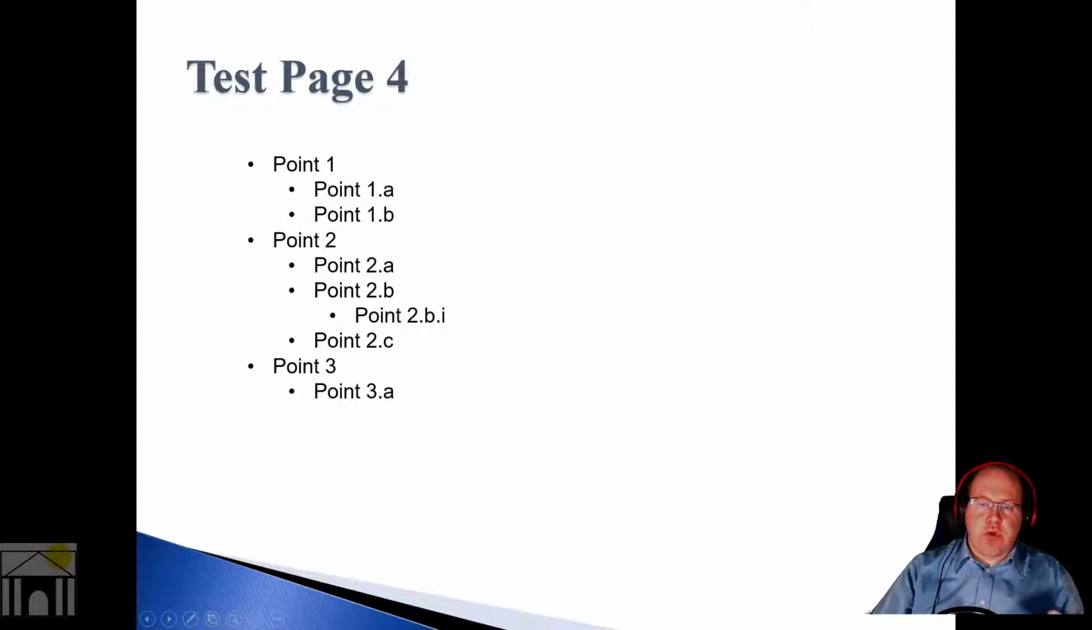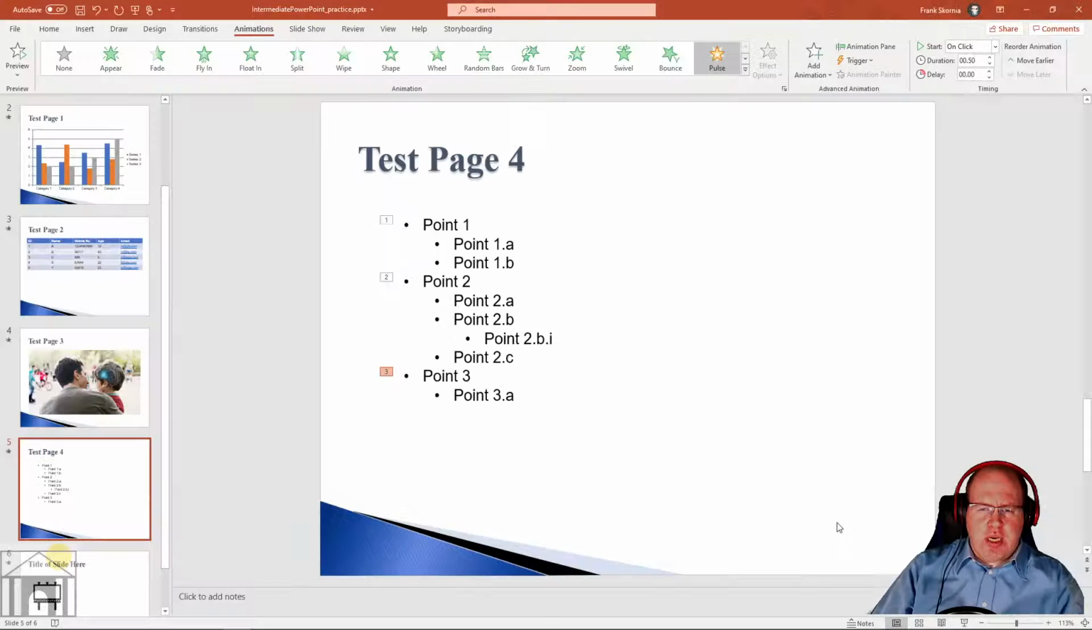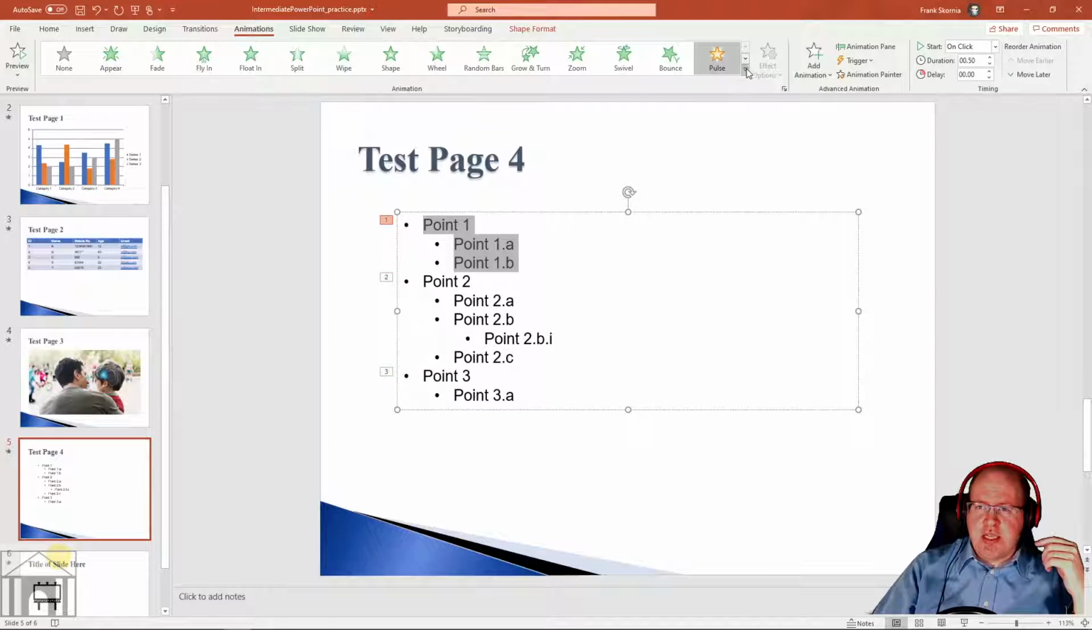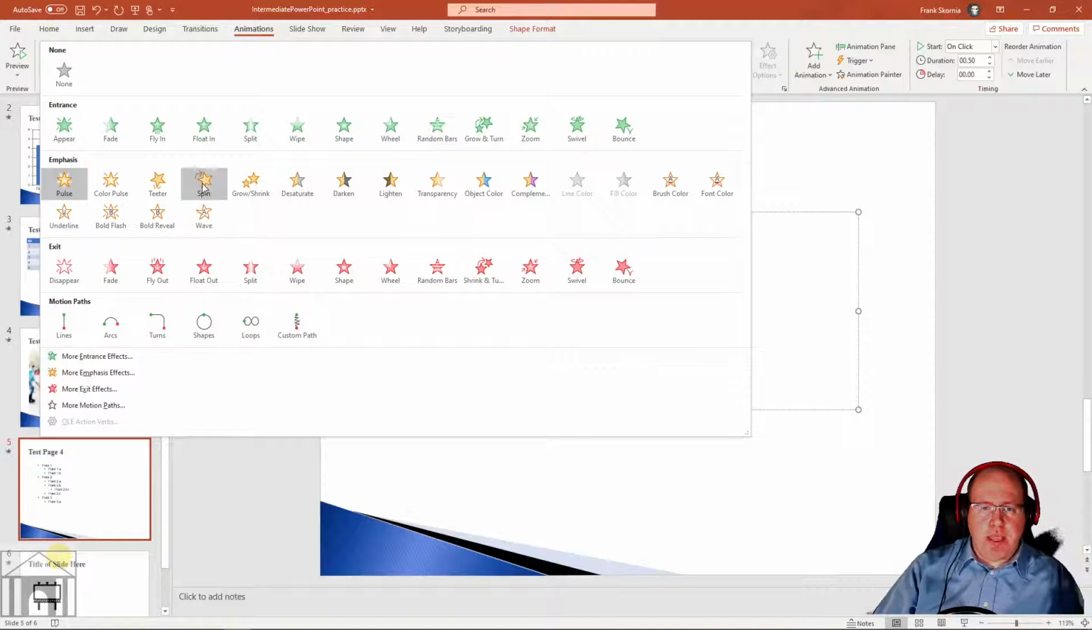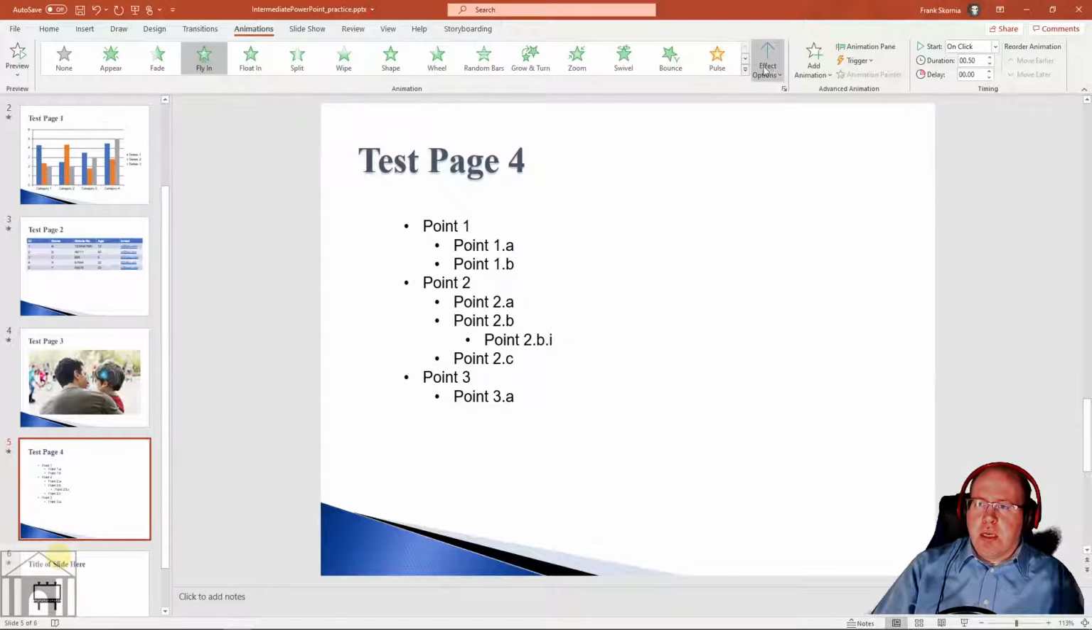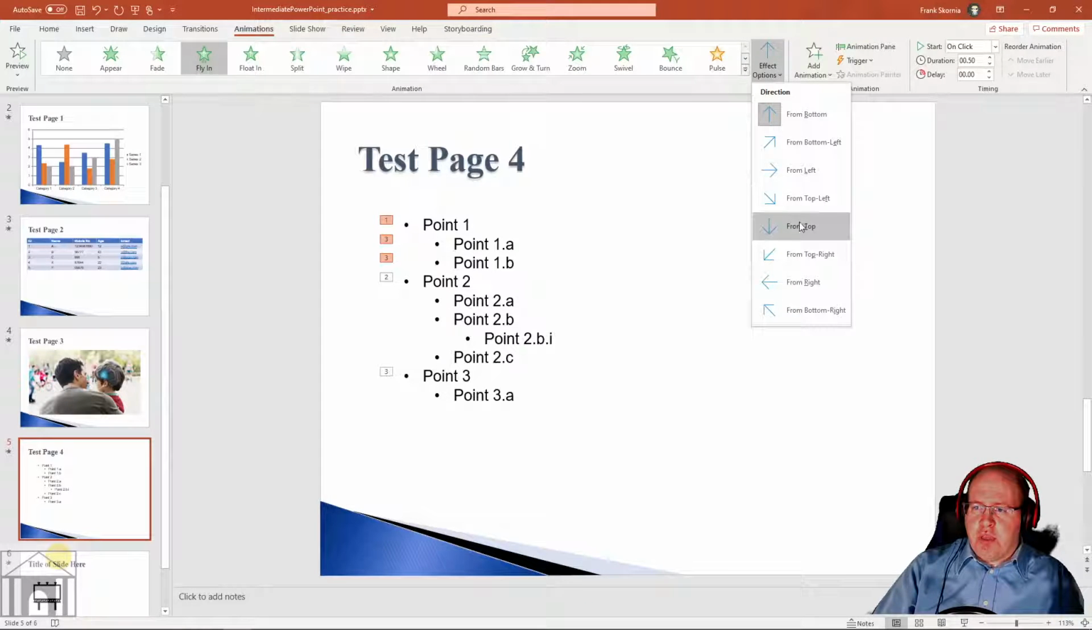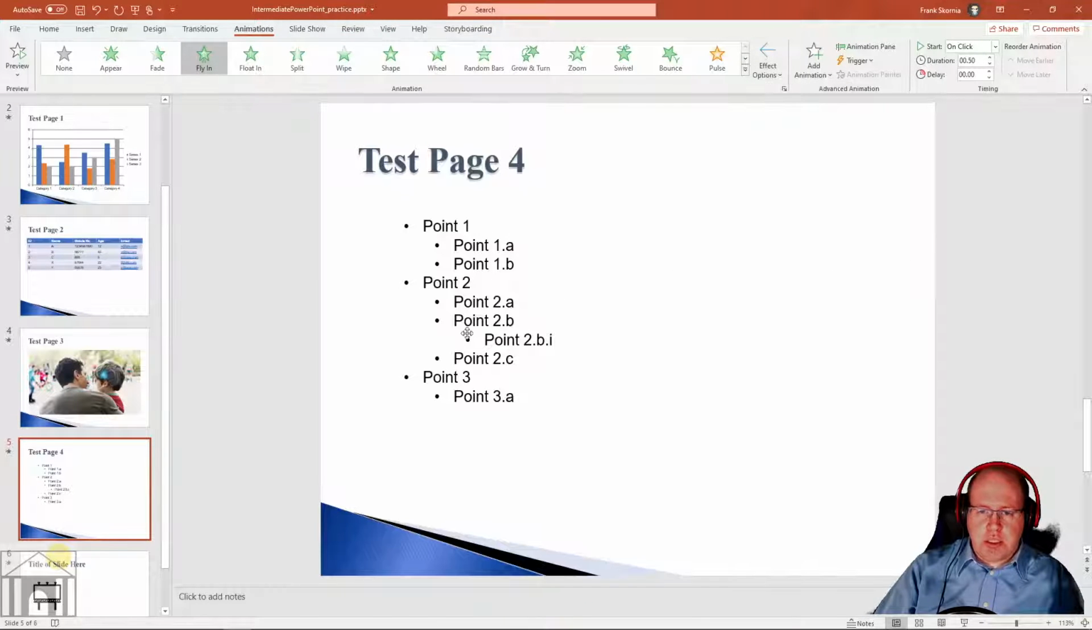It pulls out and makes point 3. And you could do things like an entrance animation. Instead of making it a pulse, we can make it fly in. And let's fly in from the right.